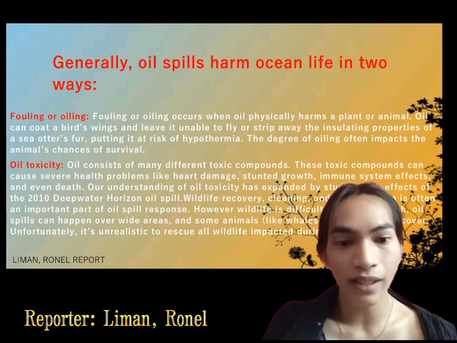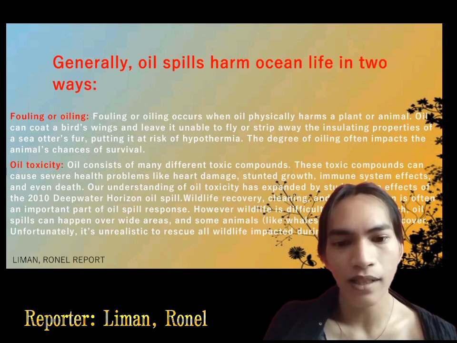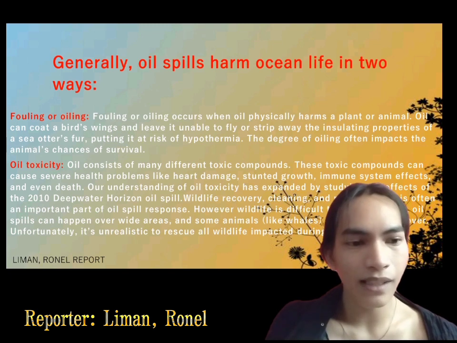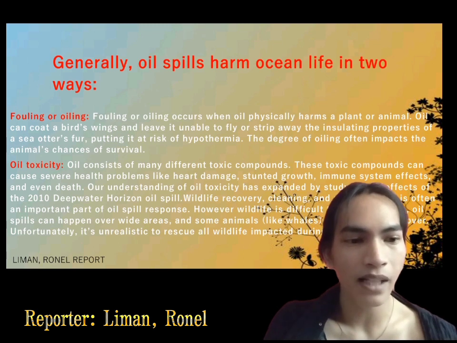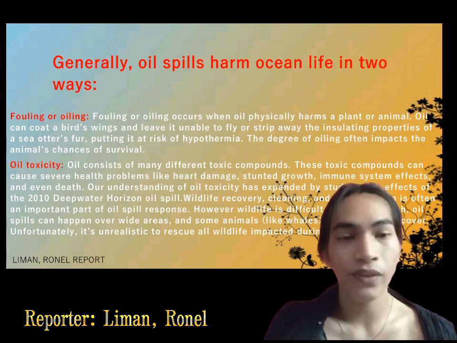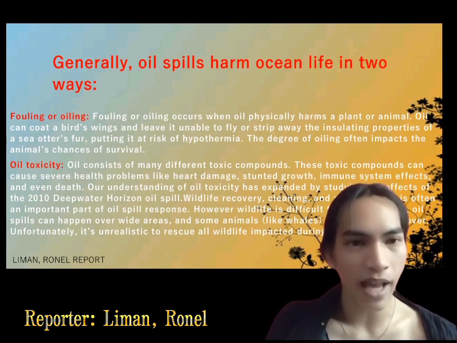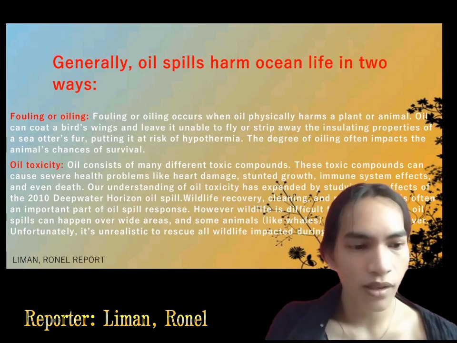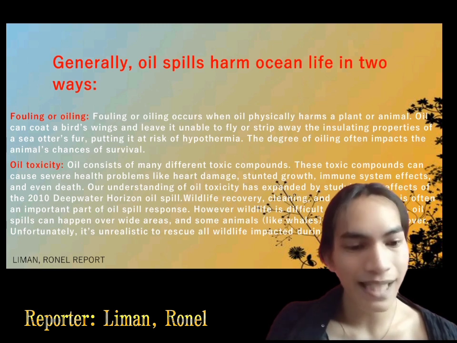Oil can cut a bird's wings and leave it unable to fly, or strip the insulating properties of a sea otter's fur, putting it at risk of hypothermia. The degree of oiling often impacts the animal's chances of survival. The second one is oil toxicity. Oil consists of many toxic compounds. These toxic compounds can cause severe health problems like heart damage, stunted growth, immune system effects, and even death.